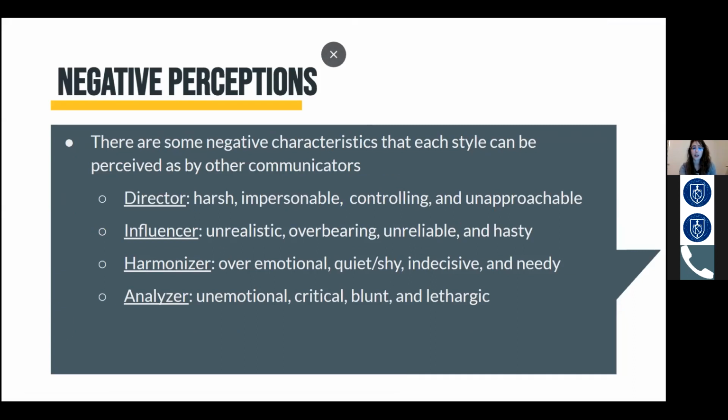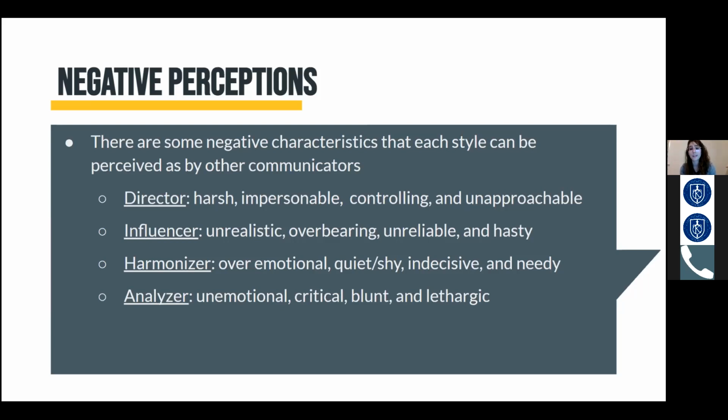So for a director, they may be seen as harsh or impersonal, controlling, and unapproachable. An influencer may be seen as unrealistic, overbearing, unreliable, and hasty. A harmonizer may seem over emotional, quiet or shy, indecisive, and needy. And then the analyzer may be seen as unemotional, critical, blunt, and lethargic.